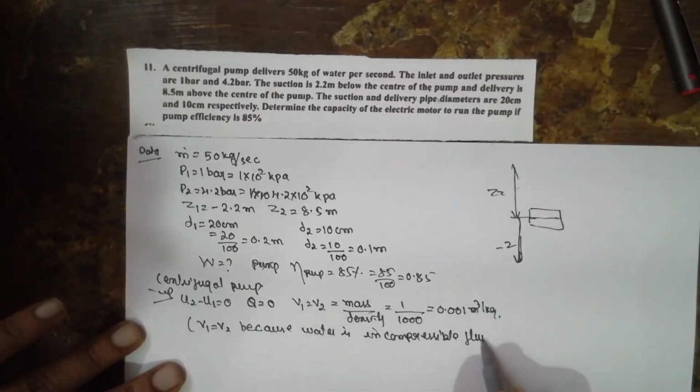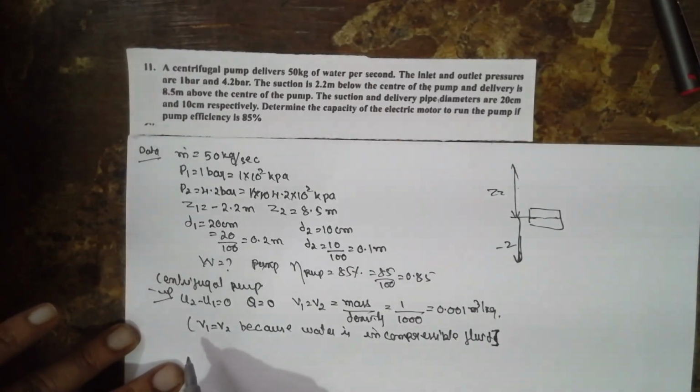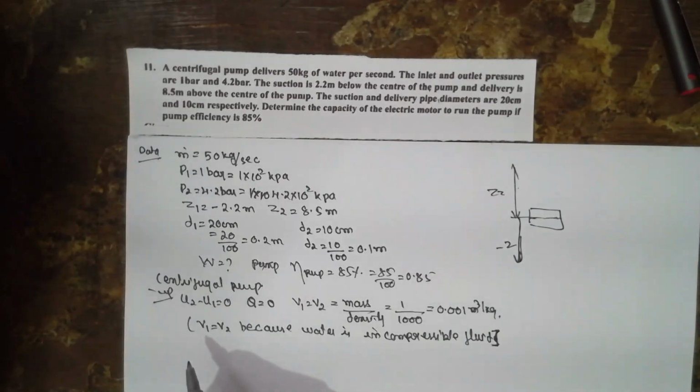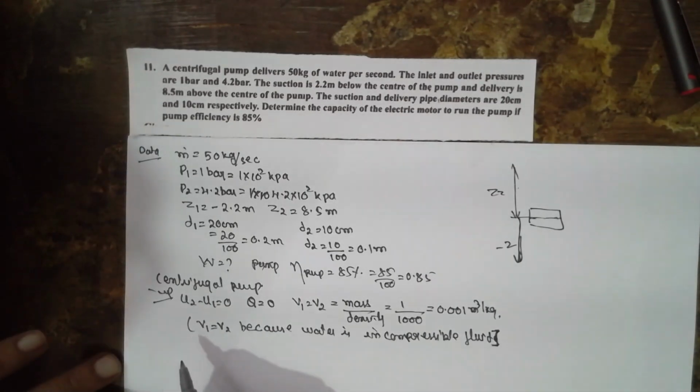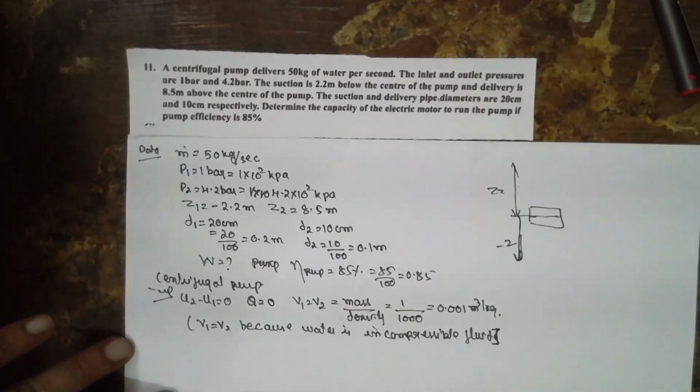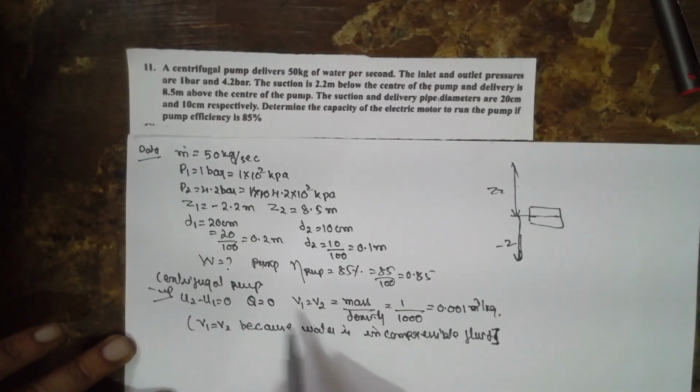Incompressible fluid. Because water is an incompressible fluid, therefore V1 is equal to V2. Now we have to find out the velocities. The specific volumes we have got. We need to find out the velocities.